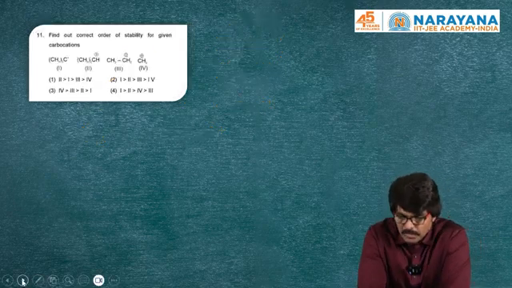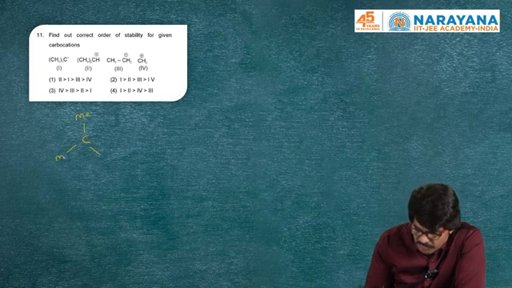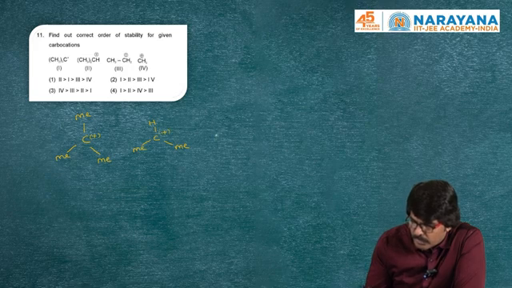And the next question: find out the correct order of stability of given carbocations. He gave 4 different carbocations. The first one is tertiary butyl carbocation, and the second one is isopropyl carbocation. The next one is ethyl carbocation, and the last one is methyl carbocation.